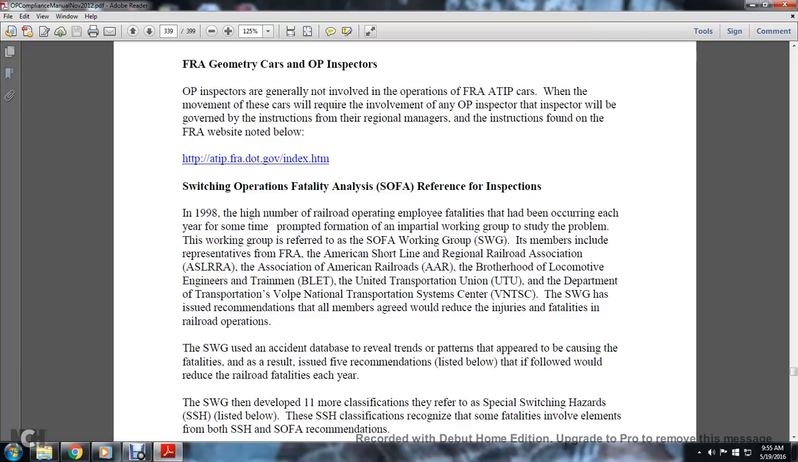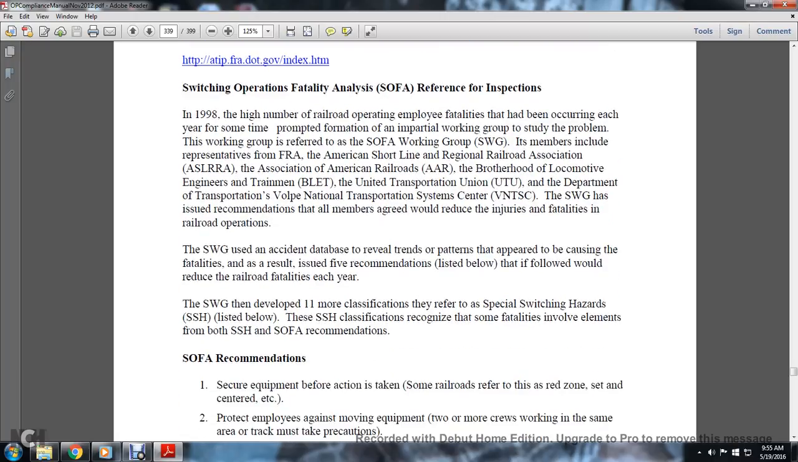The members included representatives of the FRA, the American Short Line and Regional Railroad Association, the Association of American Railroads, the Brotherhood of Locomotive Engineers and Trainmen, the United Transportation Union, and the Department of Transportation's National Transportation Center. The SOFA Working Group has issued recommendations that all members agreed will reduce injuries and fatalities in railroad operation. The Switching Operational Fatality Working Group used an accident database to reveal the trends and patterns that appeared to be causing the fatalities, and the results were issued with the 5 recommendations below. This would reduce fatalities each year.